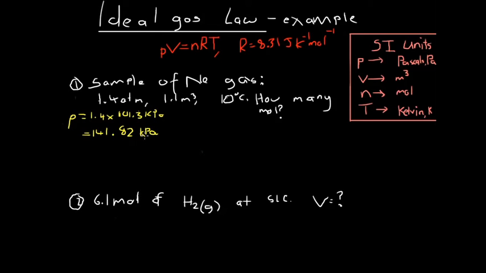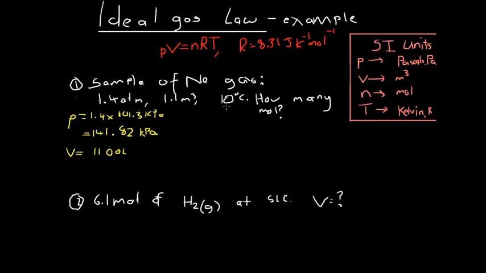Now, because we've already got this in kilopascals, we're going to convert this 1.1 meters cubed to liters. Although we're supposed to use pascals and cubic meters, if we use kilopascals, we use liters. As long as we use kilopascals and liters together, this equation will still work out fine. This is a pretty easy conversion: 1 cubic meter is 1,000 liters, so 1.1 cubic meters is going to be 1,100 liters.